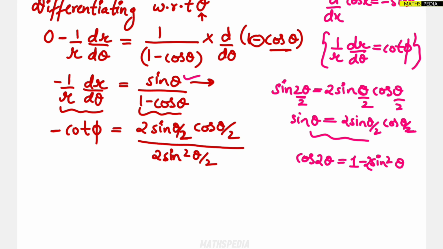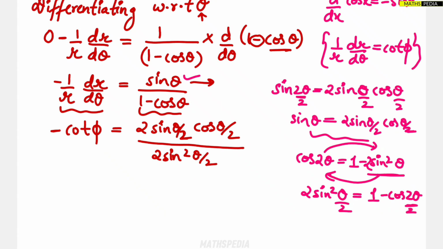Now if I bring this 1 here, I'll bring this minus 2 sine square theta to this side and this cos 2 theta to the other side. It will become 2 sine square theta is equal to 1 minus cos 2 theta. Very simple, right? Now here I need 1 minus cos theta, not cos 2 theta. So I'll divide the angle by 2 on both sides, so the 2 will cancel. So it will be the same formula as this one. This is how I am getting the formulas.